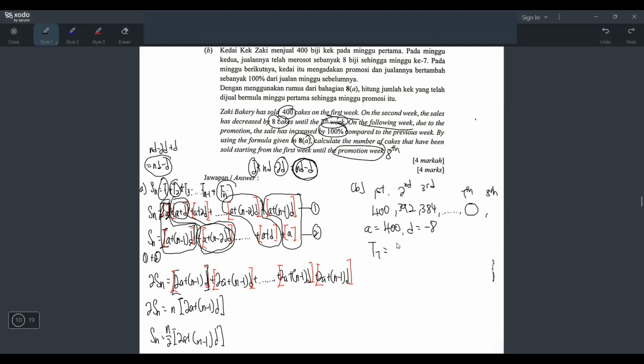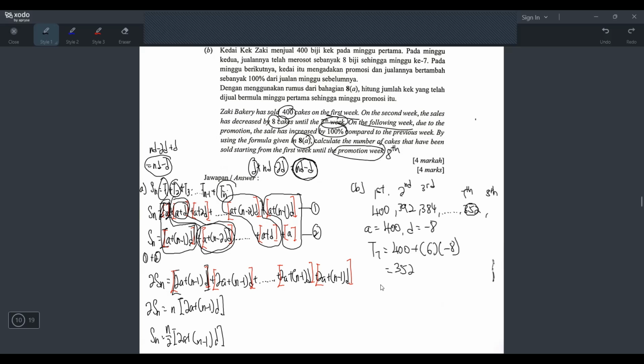So what is T7? It will be which formula? A plus (N minus 1)D. So 400 plus (N minus 1), which is 6, times D. This is the TN formula. Now we press calculator. 400 minus 48. Okay, I get 352. So 352 is not the answer. This is just the 7th week's sales.